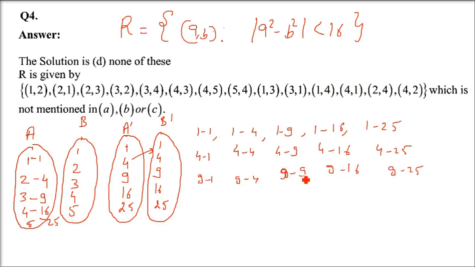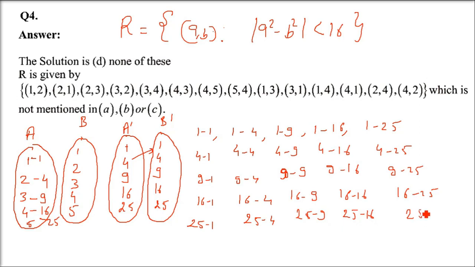Now why I am writing all these, you will just see. This kind of question is given in MCQ, but this will take some effort. So 16 all I have written, and then 25 minus 1 till 25 minus 25. Now you see here, I'll take the first row. Mod is there. Please remember that this is modulus. Modulus has to be less than 16.